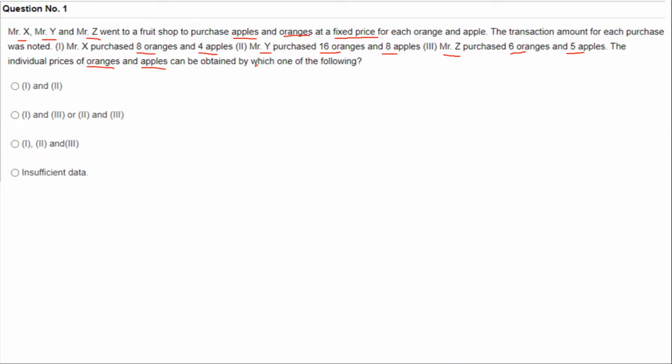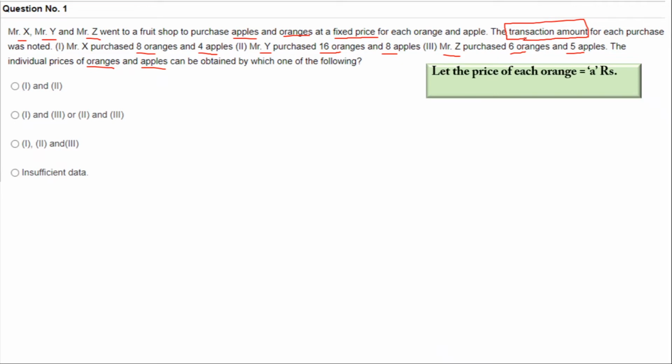Students, let's solve this question. This is a simple type of question based on linear equations, which we have already studied in school. But there is a small twist. They have not given the transaction amount, and that confuses many students. We don't know the price of each apple and orange, so we will consider the price of each orange to be A and the price of each apple to be B.